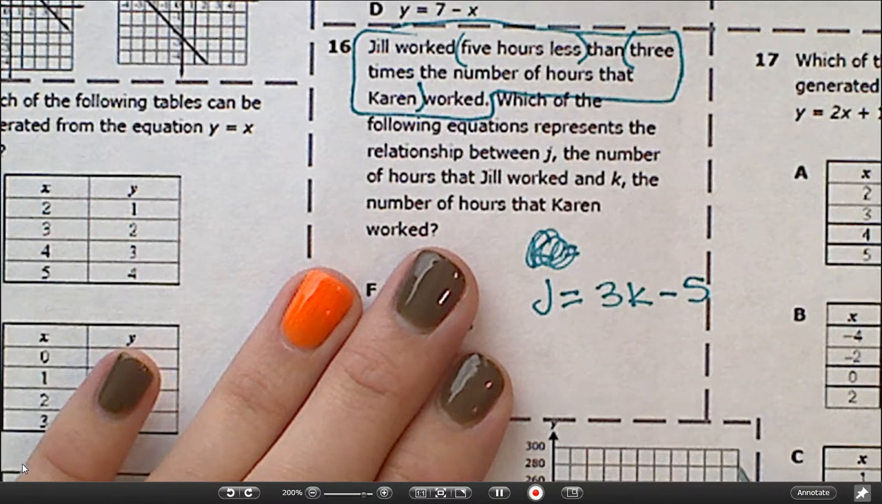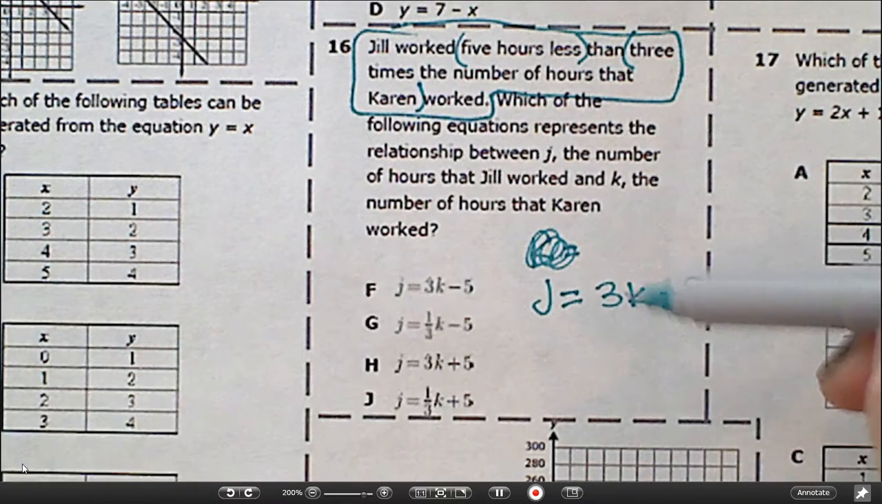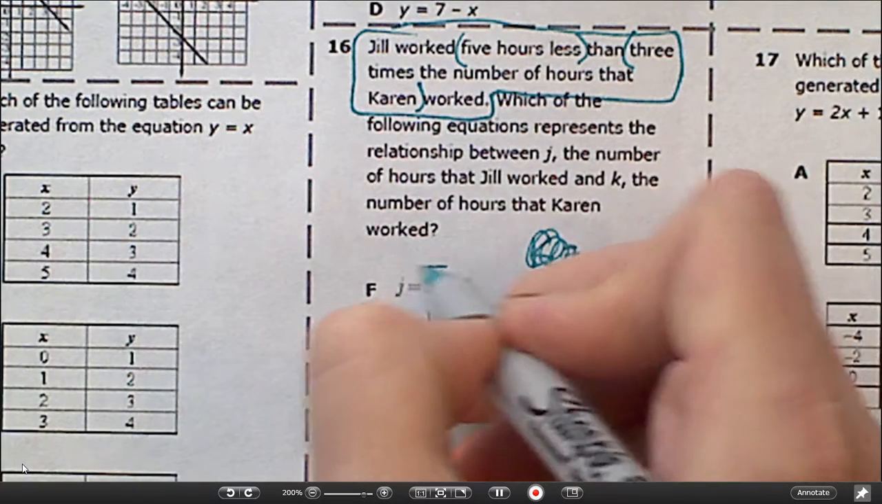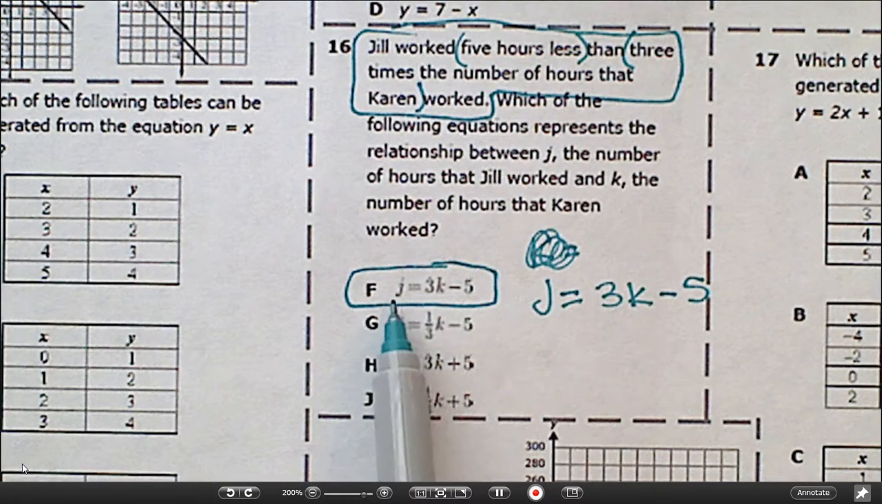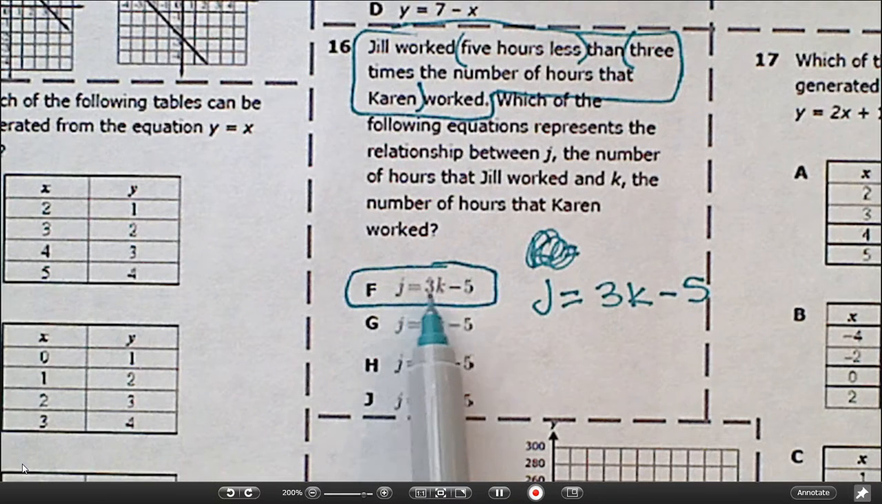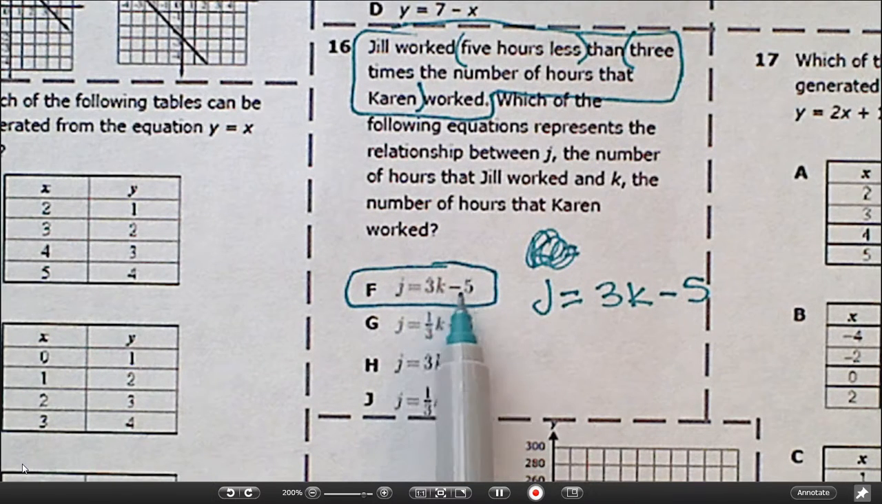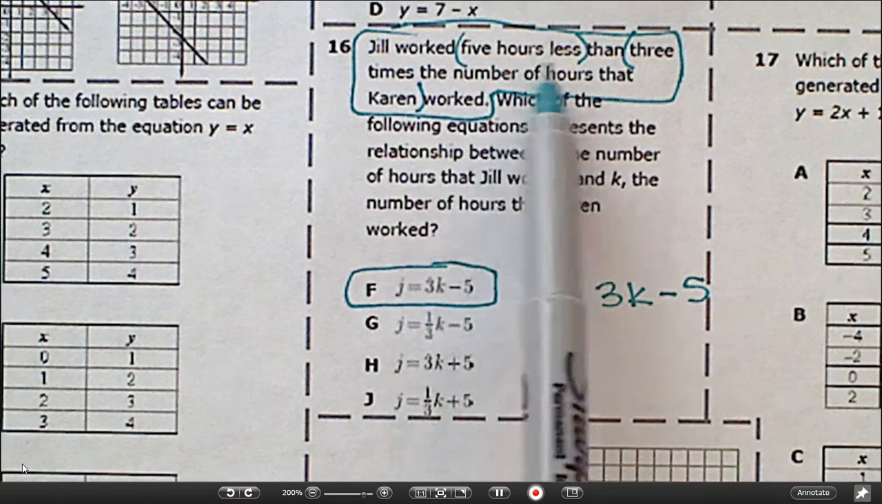Now that I have my equation written, now I can see which one fits. And I see that it is F. Again, we want to put this into English instead of just math language. We want to be able to spell this out. So Jill's hours are equal to 3 times Karen's hours minus the 5 hours less.